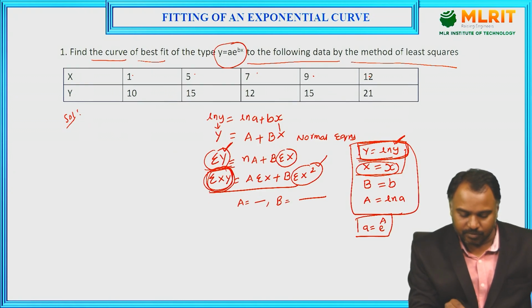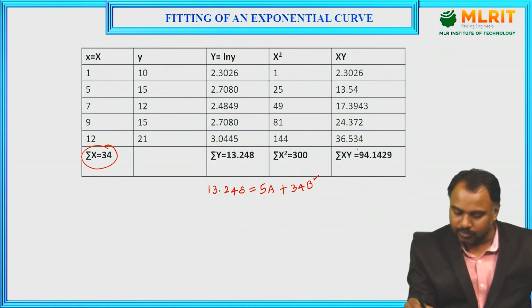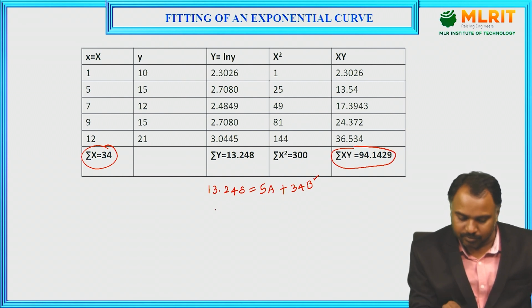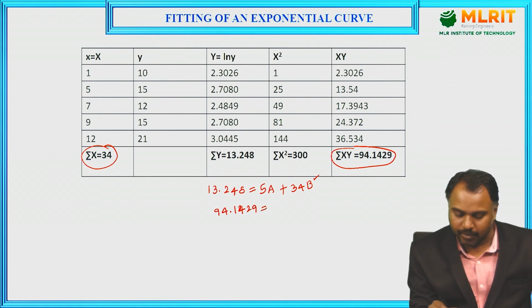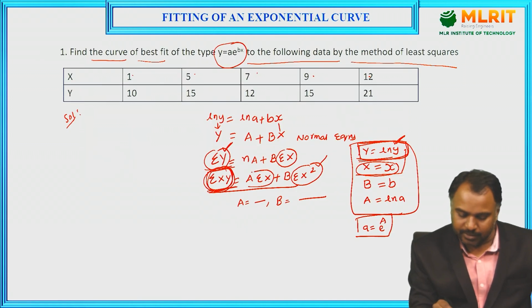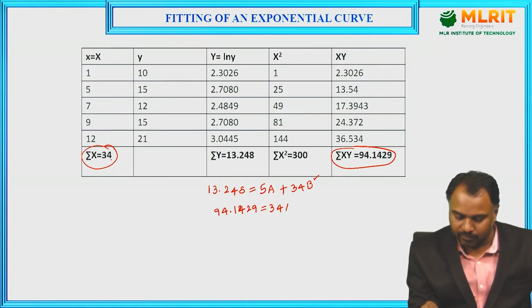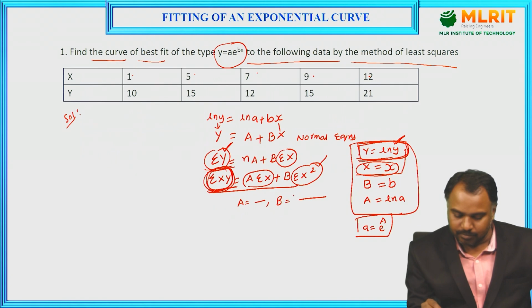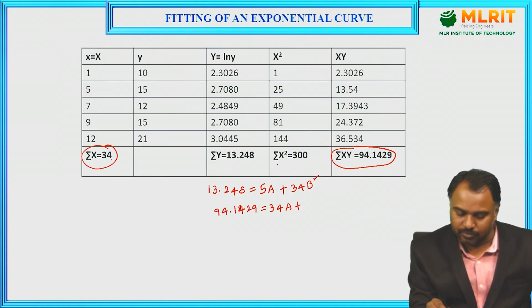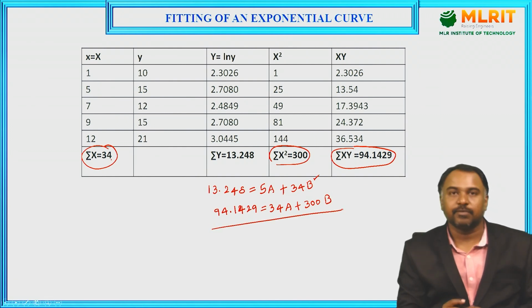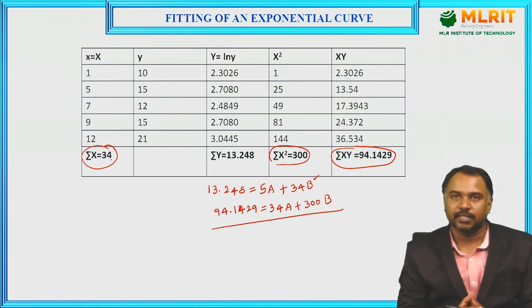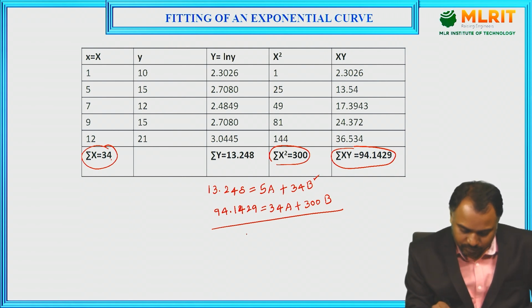In a similar way, equation number 2 has summation xy, which we know and substitute here: 94.1429, which is equal to A summation x, where summation x is 34, so 34A, plus B summation x square. The summation x square value is 300, so 300B. In the same way as previously, you can solve these equations using the calculator. Therefore we are going to get capital A and capital B.